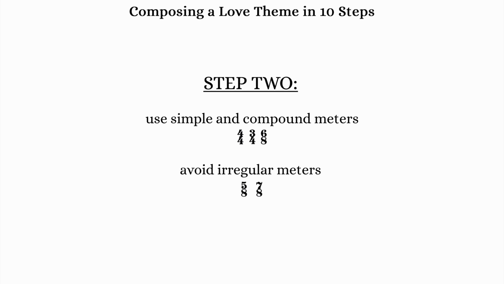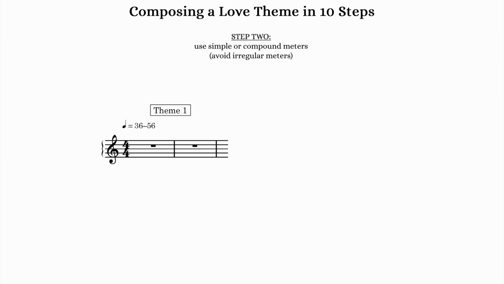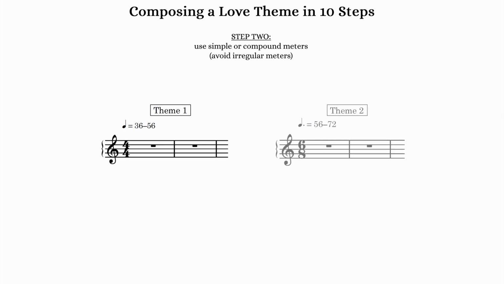So sticking with my plan of composing two themes, I'll start one in 4/4, with a fairly slow tempo. For now, I'll stick with a range between 36 and 56 BPM. For the second theme, I'll use a 6/8 time signature with a slightly faster tempo between 56 and 72 beats per minute.